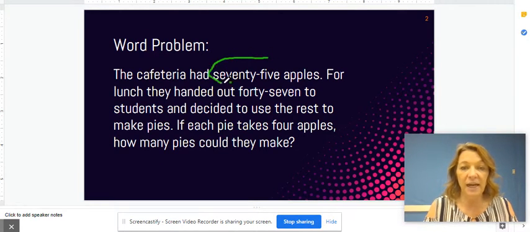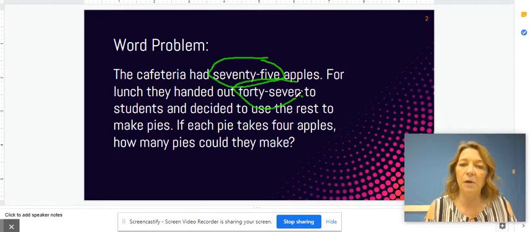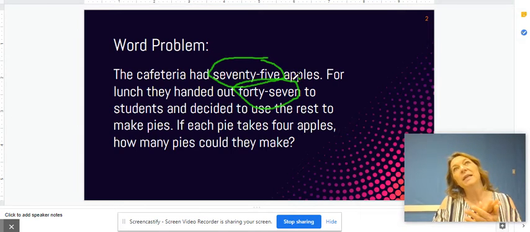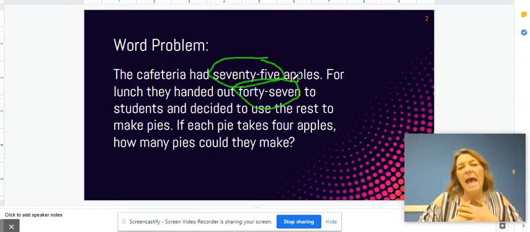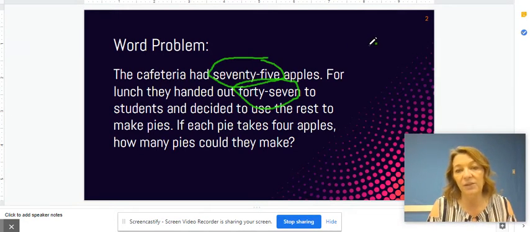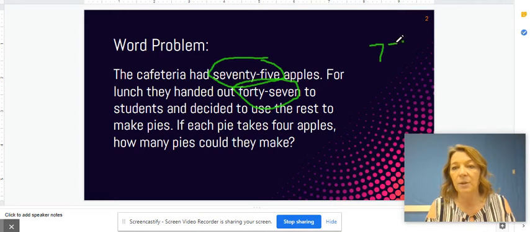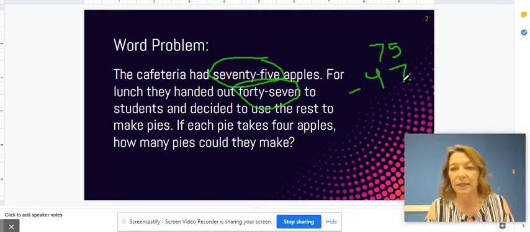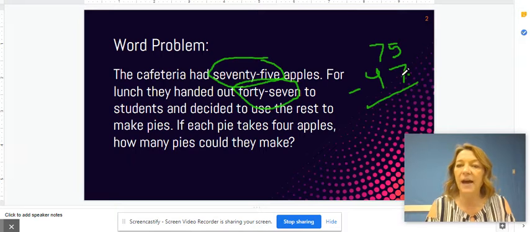So the first thing that I look at is 75 apples, and then they handed out 47. So if I'm thinking about the first part of my problem, I have 75 and I hand out 47. I'm actually giving some away. So the first thing that I need to do is subtract. So I'm going to take 75 and I'm going to get rid of 47 because I handed those out to some kids. And so when I'm looking at that 5 minus 7, I can't do that. So I have to regroup.